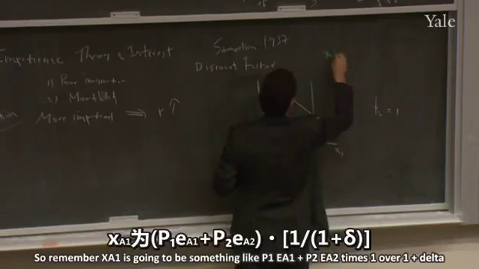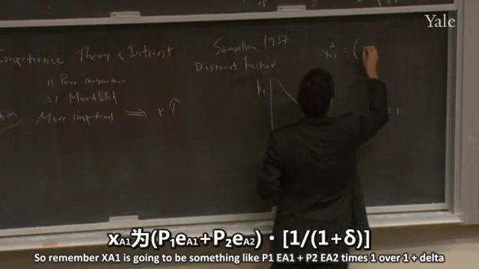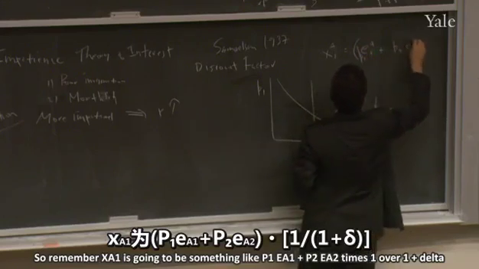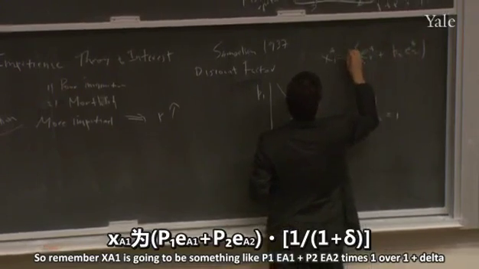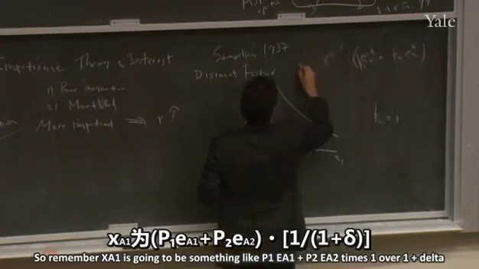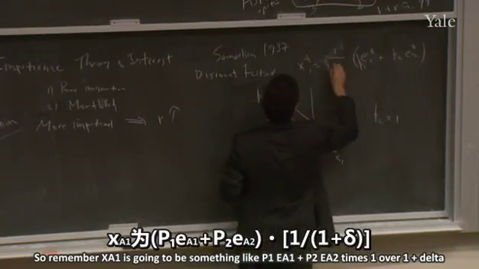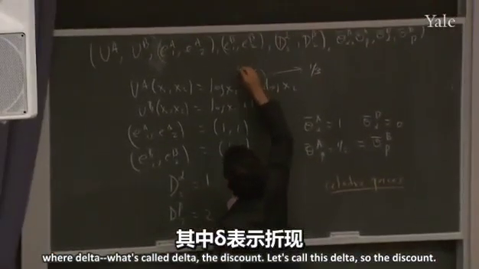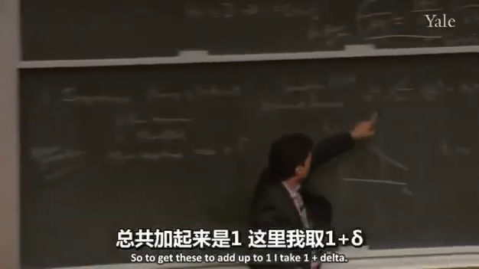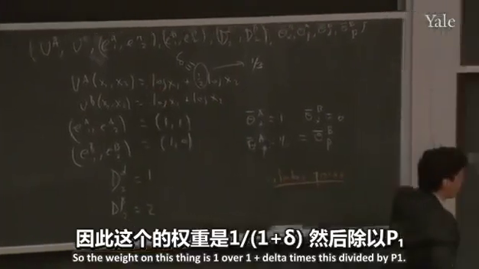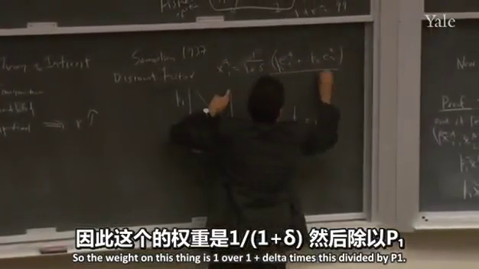So remember, X_A1 is going to be something like P1 EA1 plus P2 EA2 times, let's make this better, X_A1 equals 1 over 1 plus delta, what's called delta, the discount. Let's call this delta. So the discount, to get these to add up to 1, I take 1 plus delta, so the weight on this thing is 1 over 1 plus delta, times this divided by P1.